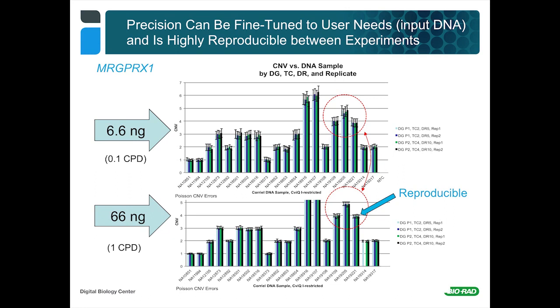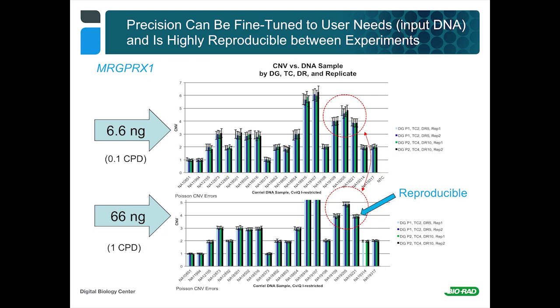And note that when I increase the input DNA by tenfold up to about 66 nanograms, which turns out to be about 1 copy per sample or 20,000 copies per well, now the confidence intervals are much smaller. The values are still the same, but you have greater confidence in them, and you can distinguish even more clearly 4 from 5.